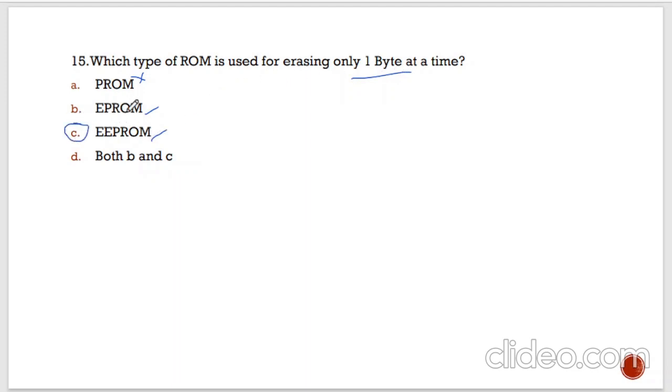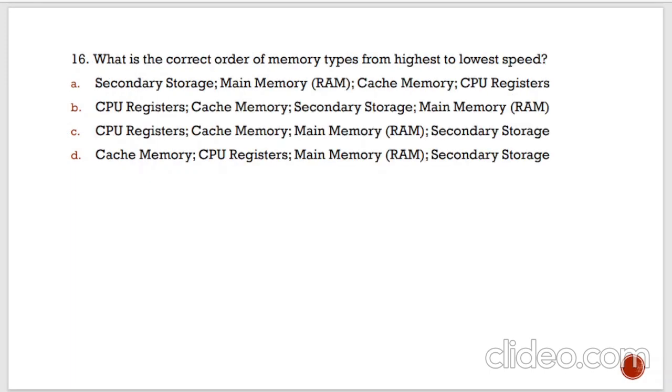In EPROM, by passing some UV light through the EPROM, we can erase the data and rewrite it. But EEPROM is erased electrically, as these are sets of electronic devices. When it is erasing, it will erase only one byte at a time, not all the data or instructions at a time. So that is the feature of EEPROM, electrically erasable programmable ROM.